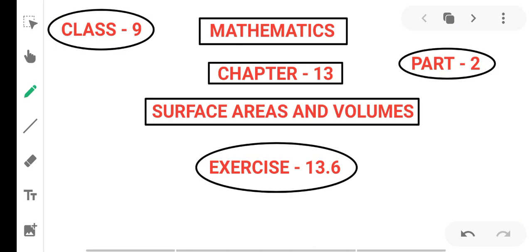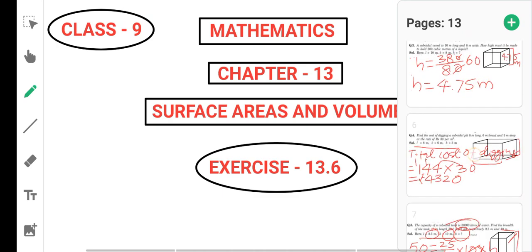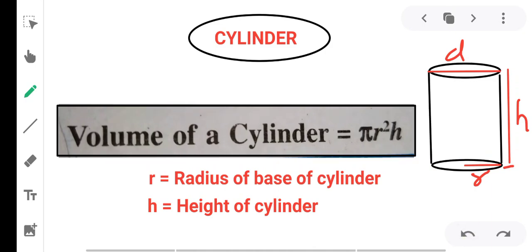Today we will see the next part of the topic, that is exercise 13.6, in which we will discuss the cylinder, right? You can see what a cylinder is, and I have explained the surface area of the cylinder in the classroom, but today we will discuss the volume of the cylinder. On the screen you can see the formula of the volume of a cylinder, that is pi r square h, where r is the radius of the base of the cylinder, and h is the height of the cylinder, right?